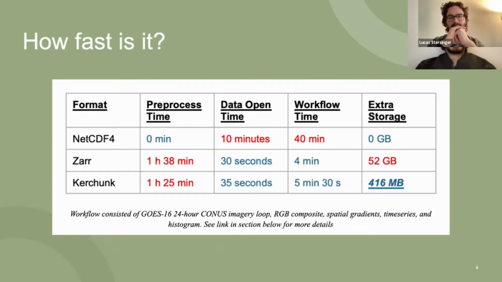So how fast is it actually? We did a benchmark comparing access times and workflow times to make GOES-16 24-hour CONUS imagery from a weather satellite, an RGB composite, some spatial gradients, and a time series. In NetCDF4, it took 0 time to process the files because they exist that way in the cloud already. But to open the data with Xarray took 10 minutes, and to run that workflow took 40 minutes, but there was no extra storage.